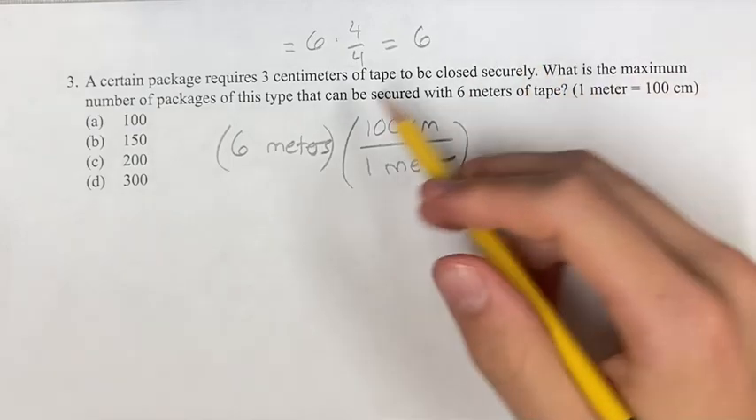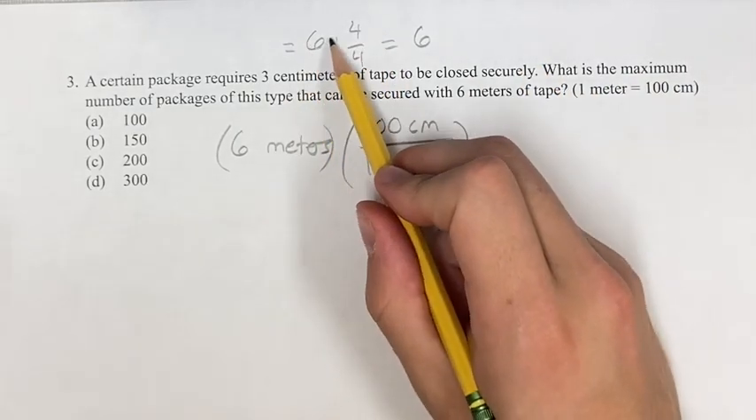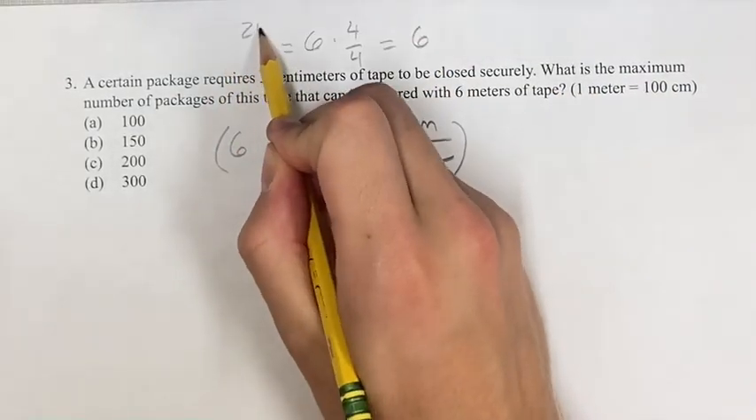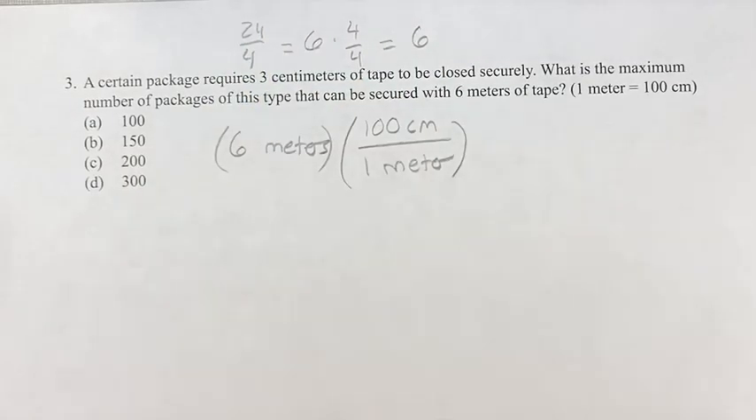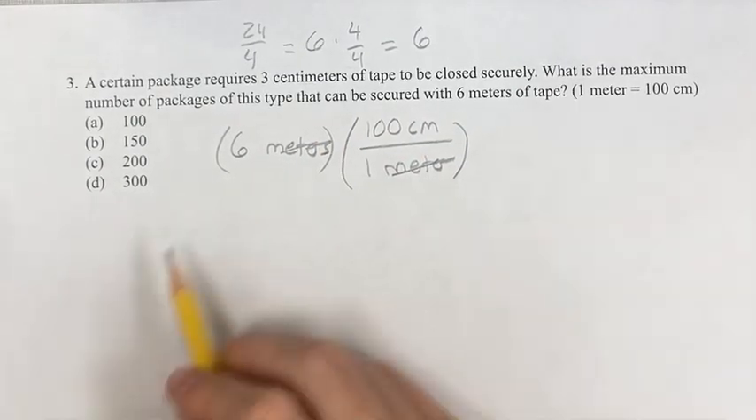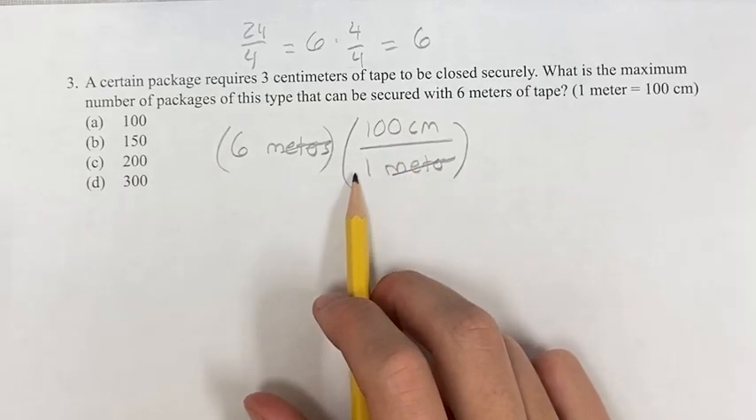But the reason we do this is to get a different denominator. Because if you do 6 times 4 is 24 over 4, and don't simplify, you have a new denominator. Same thing here, except we want a new unit, because these meters cancel, and now we have 6 times 100 divided by 1 centimeters.